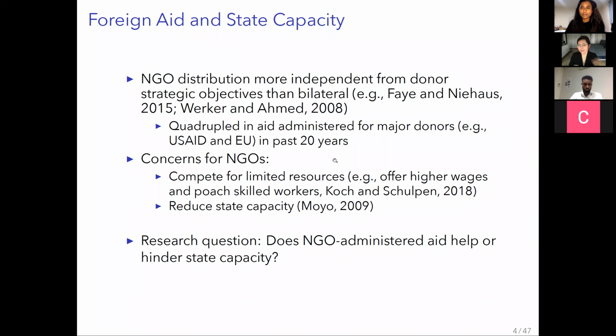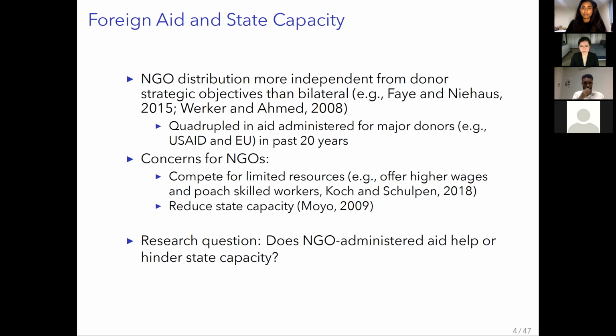Okay, so in this environment, which I would say is like the 90s and early 2000s, NGOs emerged as a shining light of hope, a beacon of hope. And why do we like NGOs so much in the aid community? Well, NGOs are known to be more independent from the objectives of large donors like the US, the EU, the World Bank. And it's also giving money to countries that are actually poor, right?